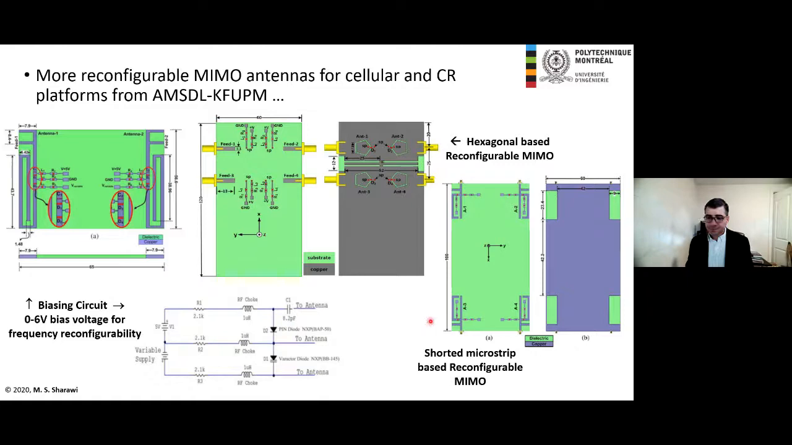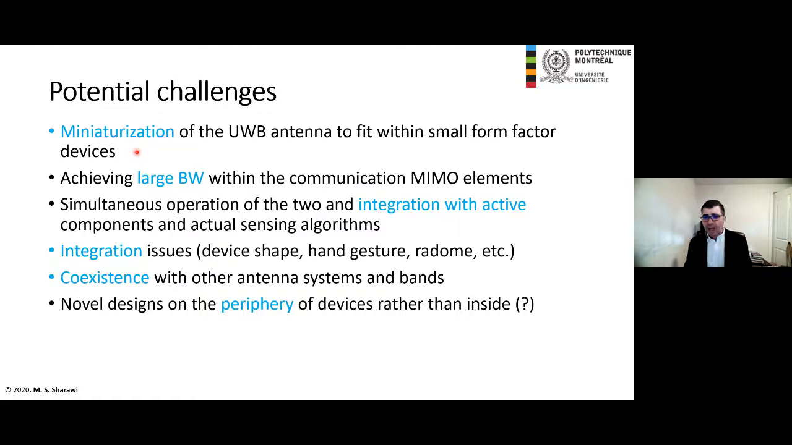Now, in reconfigurable antennas, there are several challenges as well, especially miniaturization, because we want the antennas to be as small as possible so they can be integrated and placed in positions where mechanical engineers will tell you that you are allowed to use. So we have to come up with miniaturization techniques to fit these antennas within small form factor devices. We have to have large bandwidth, because we saw in MIMO, bandwidth is key. The wider the bandwidth, the higher the channel capacity. We need integration with active components like diodes, like amplifiers later on, integration issues within the device shape and gesture, coexistence with other antennas and technologies, wireless LAN, GPS, and so on, as well as focusing on the periphery of the device rather than putting it inside the backplane.